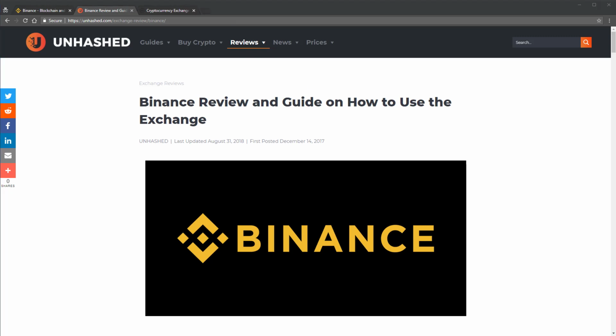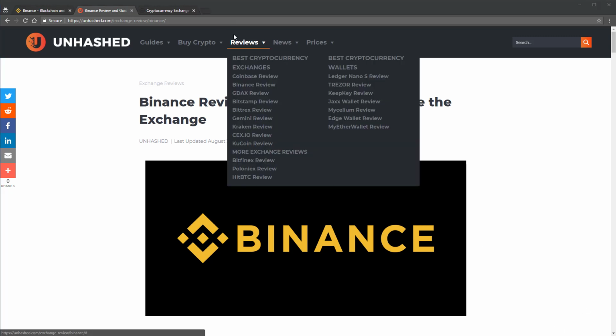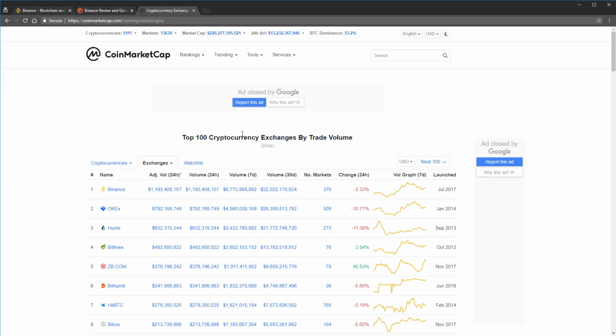I will say that I'm personally a huge fan of the exchange, and I think the trade volume really speaks to how great it is. Checking out coinmarketcap.com, they have the top 100 cryptocurrency exchanges by trade volume, and you'll see Binance is ranked number 1 by a pretty decent margin. This fluctuates day to day, but usually Binance is in at least the top 2.